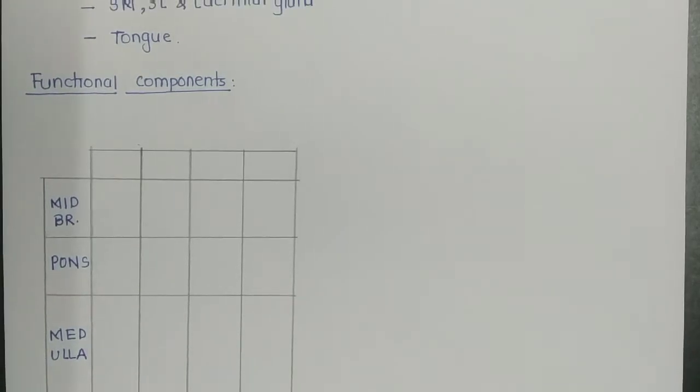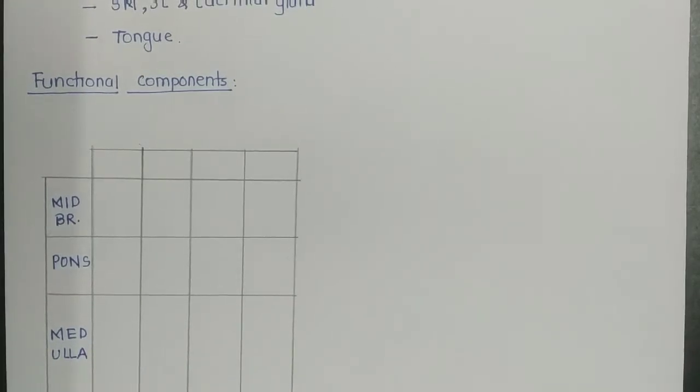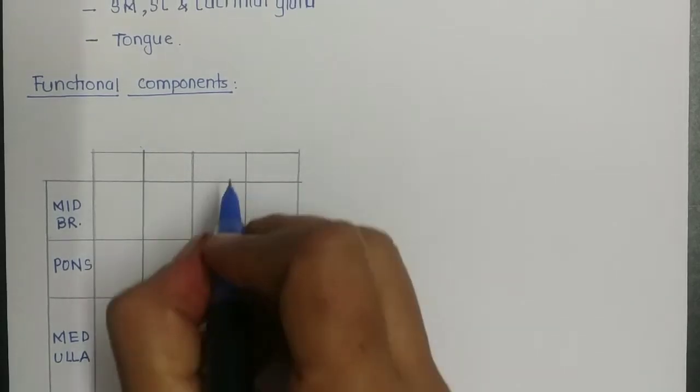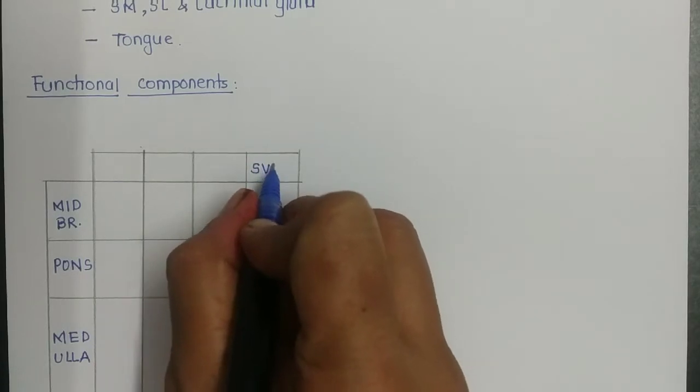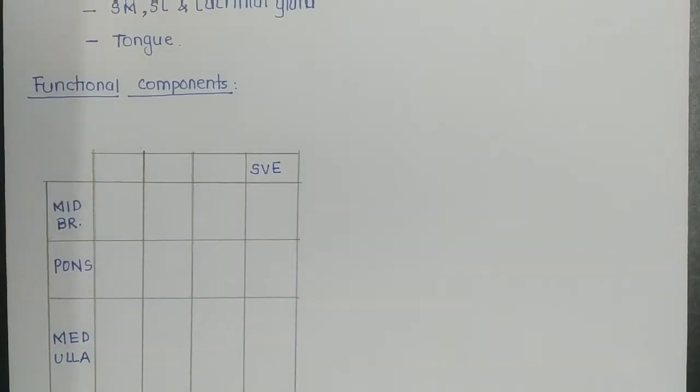Now coming to the functional component. So as already mentioned, there are four functional components. So first functional component, it is the special visceral efferent, SVE. Now all the SVE fibers, they take origin from the nuclei of SVE column, that is the special visceral efferent column, and they supply the striated muscle developing from branchial or pharyngeal arches.